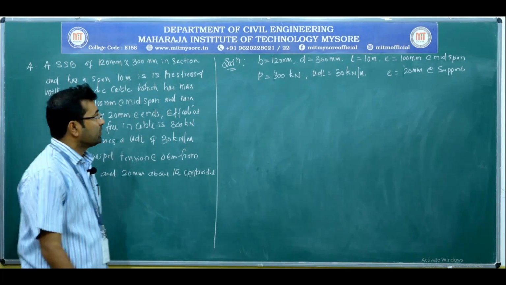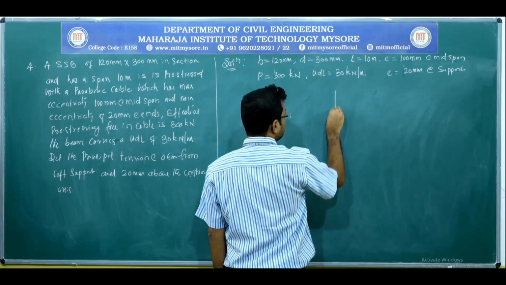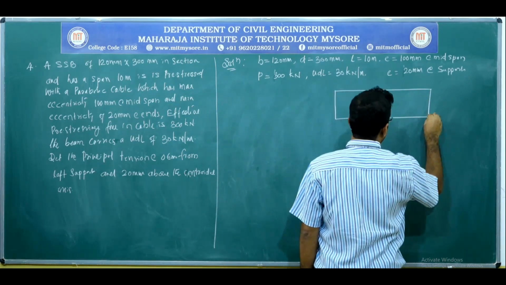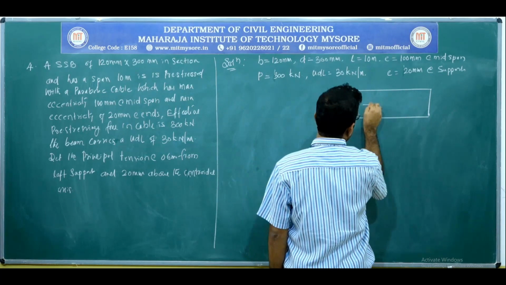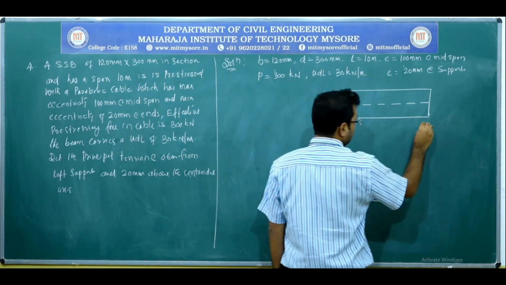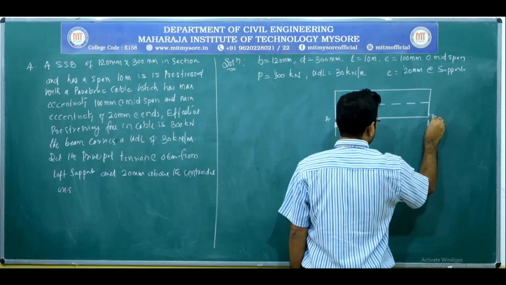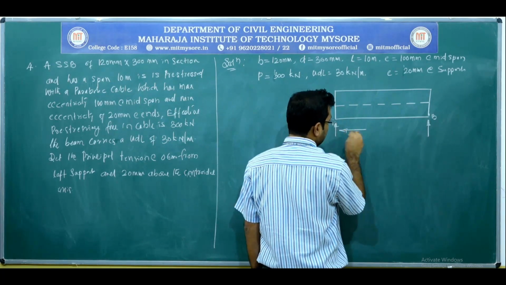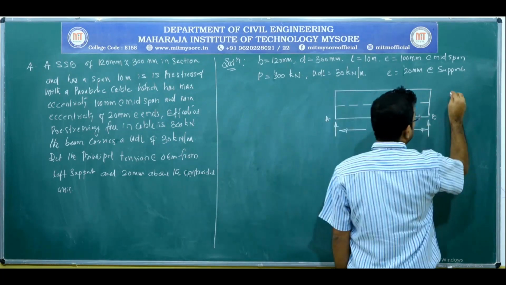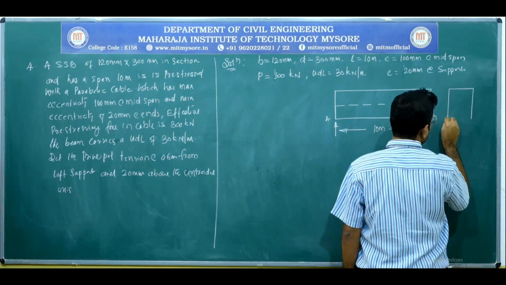Okay. So for this, let me draw the beam. Let us say this is the beam of length 10 meter. Let me assume the supports as simple supports. The span is 10 meter. So if I draw the cross section here, the cross section is something like this.